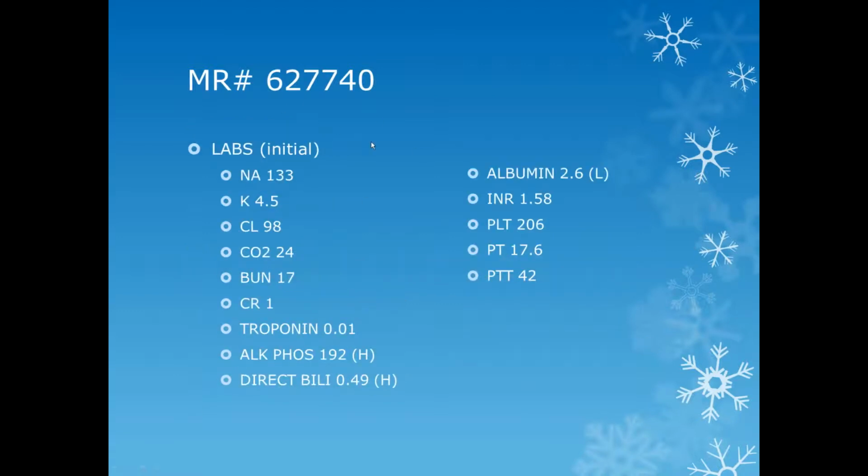Okay, so these were the initial labs. Sodium was 133, K 4.5. Again, the BUN and creatinine were normal. Initial troponin was normal. I did get the total bilirubin. Direct bilirubin was 0.49. INR was elevated, 1.58. Albumin 2.6, which is low. Platelets were okay, 206, PT 17.6, and PTT 42.